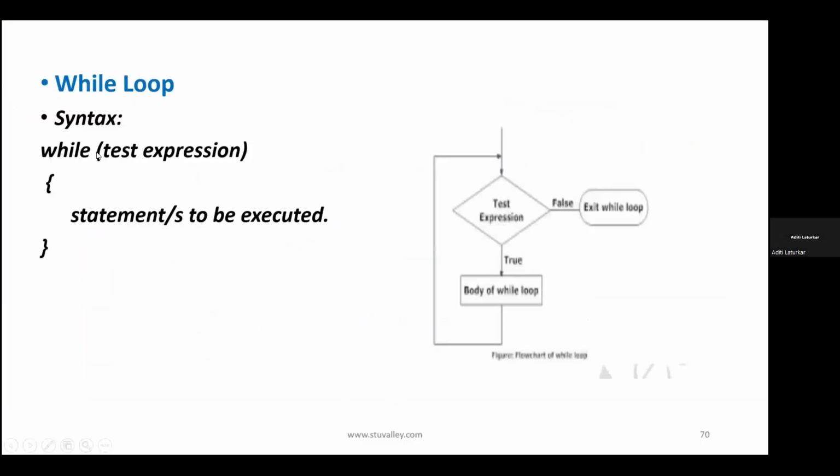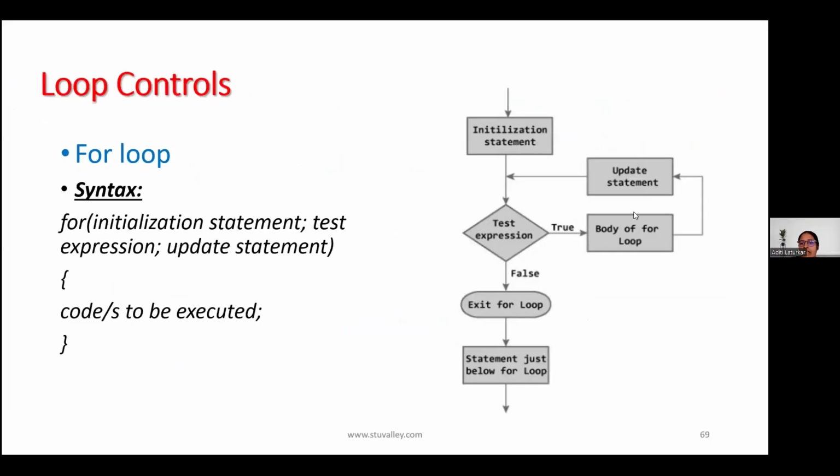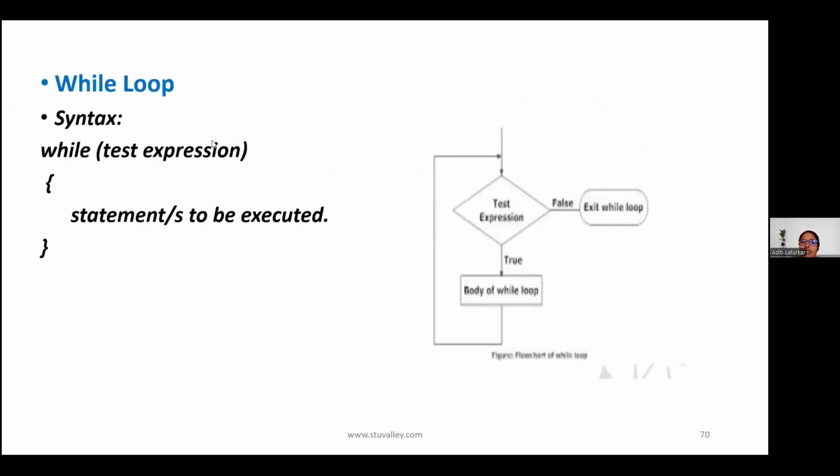So next is the while loop. It is similar to the for loop. All the loops are the same. The only difference is that in the for loop, the initialization statements and update statements have to be added in the for statement itself. But in the while loop, you can simply give the test expression. If the test expression is true, then the body of the while loop gets executed. If it is false, then it will exit the while loop. The test expression always gets executed first.